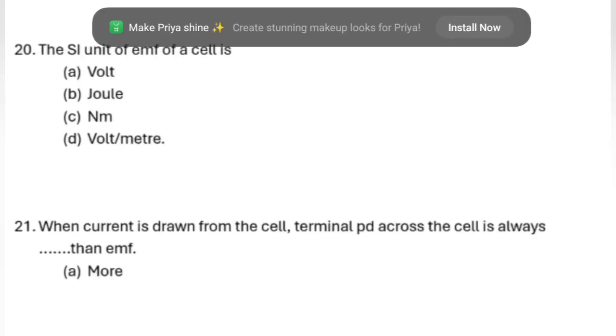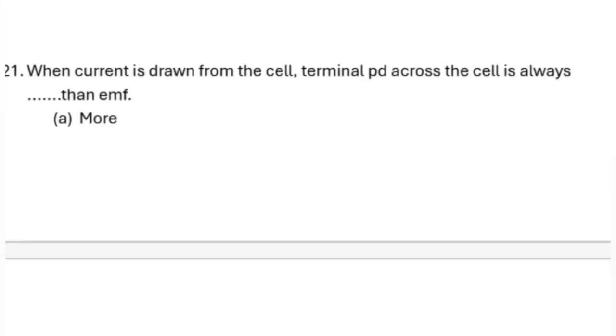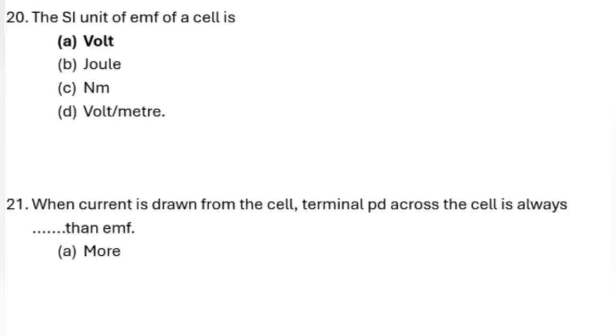Question number 20. The SI unit of EMF of a cell is option A volt, option B joule, option C Newton meter, option D volt per meter. Here the correct answer is option A, volt.